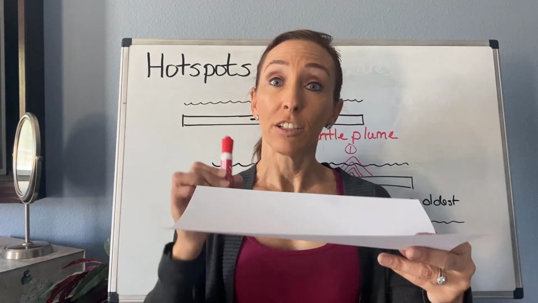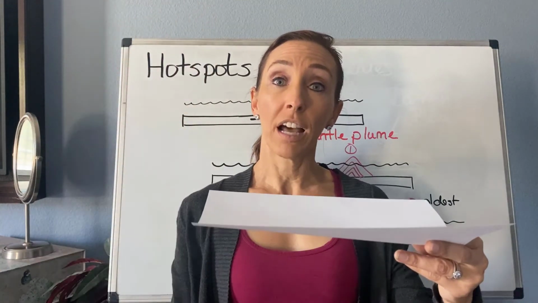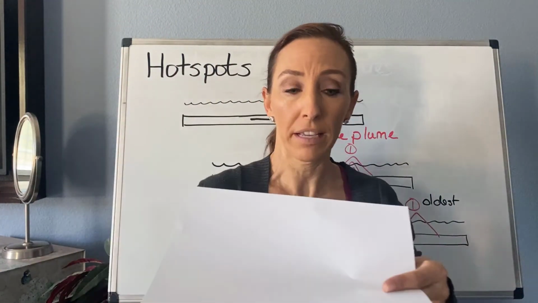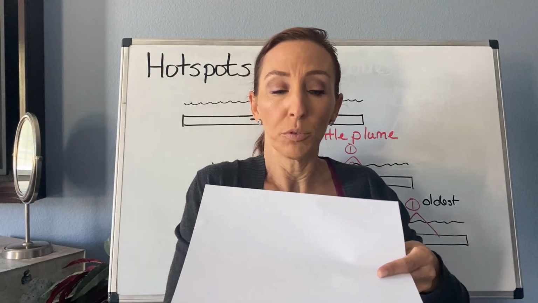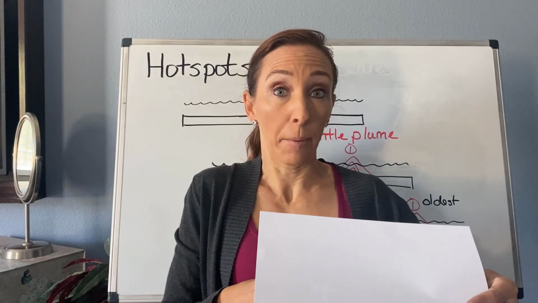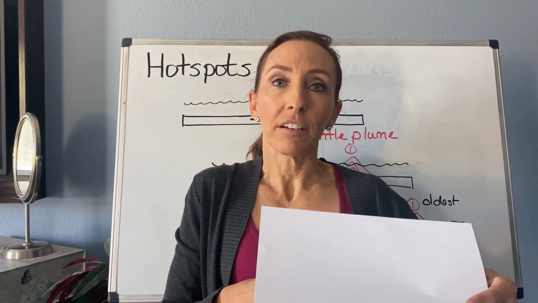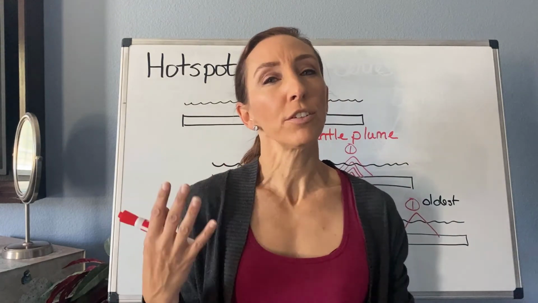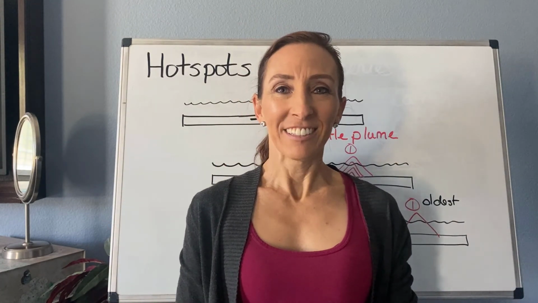And then take your mantle plume, put it under the oldest one. Let's say the oldest one is here toward the front of my page. And what you would do is move that paper to get to the youngest island there. And that will tell you, oh, my paper moved in this direction. So you can really visualize that in 3 dimensions. So hopefully that helps.